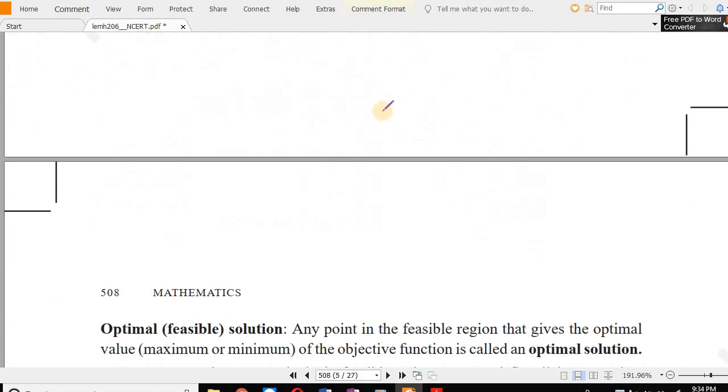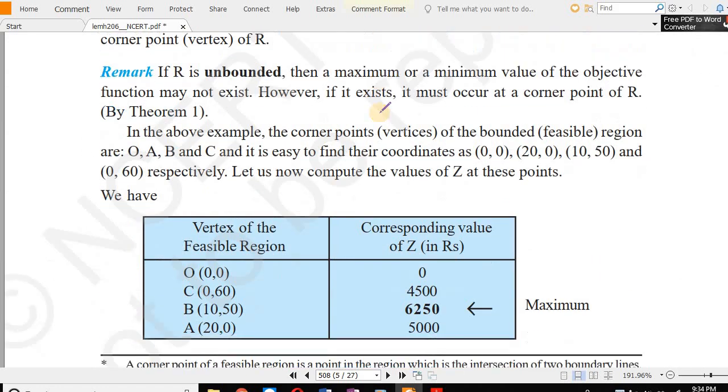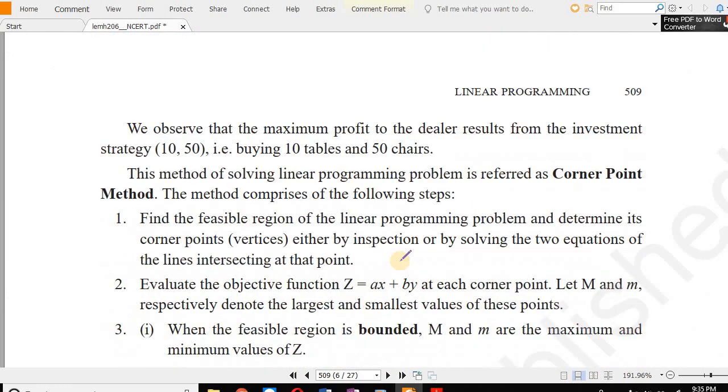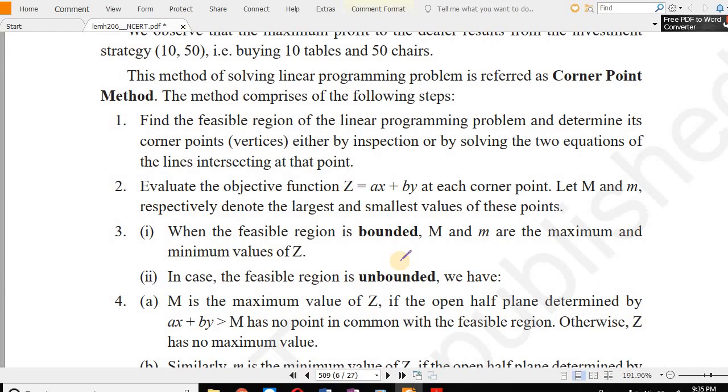We used theorem 1 to conclude that the optimum solution must be one of the 4 corner points. We evaluated the optimization function at the 4 corner points, and we just chose the best point. So we can generalize this method to other problems. First, find the feasible region and determine its corner points. Second, evaluate the objective function at each corner point.